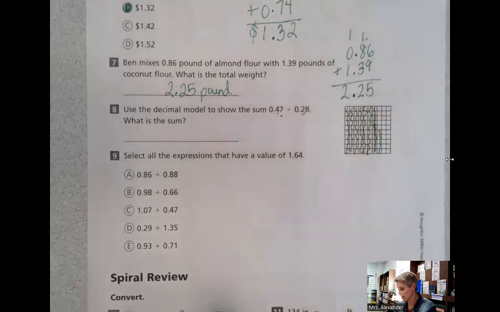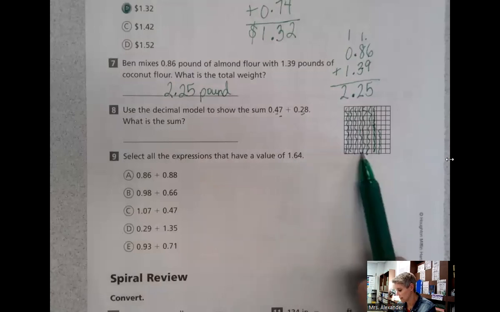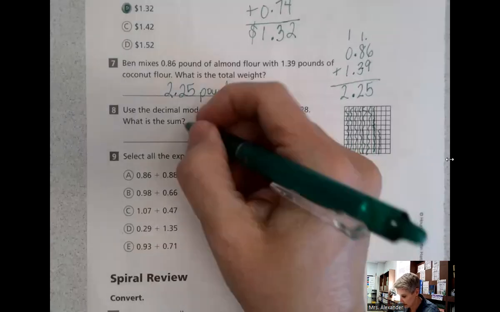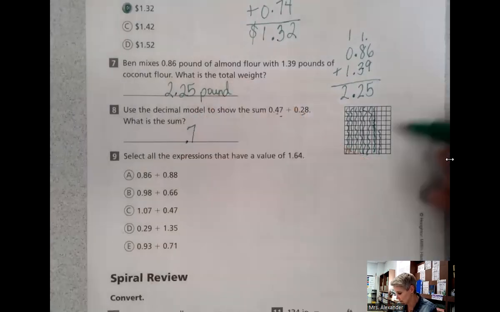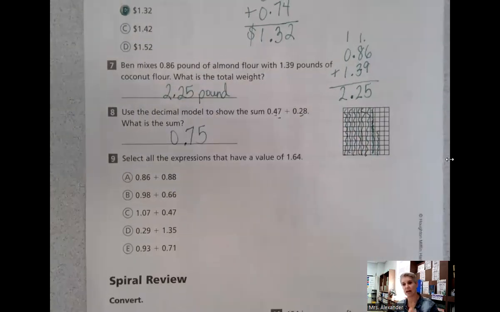So what would be the sum? 1, 2, 3, 4, 5, 6, 7. We have 7 tenths and 5 hundredths. So we're going to have 75 hundredths there.